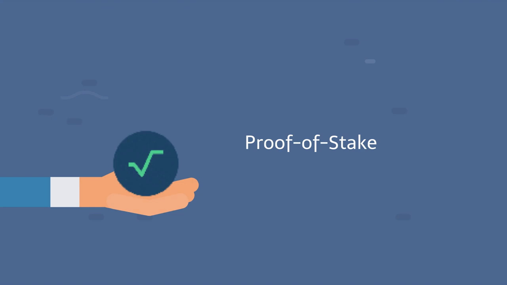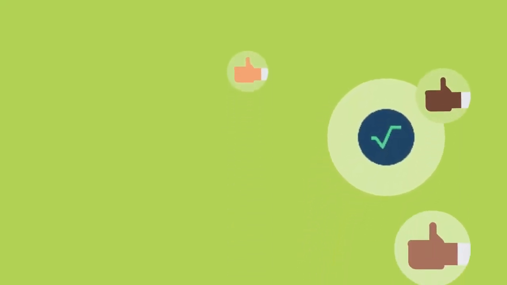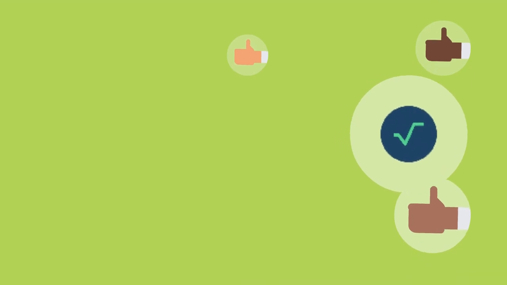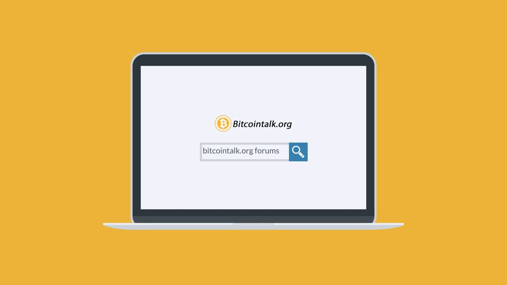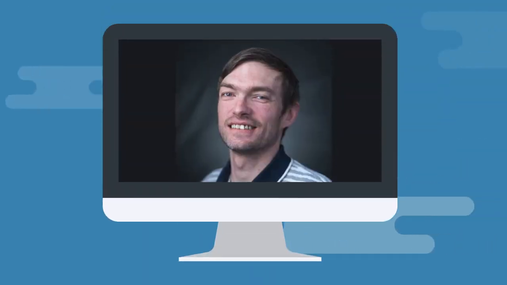Radix has a native token, XRD, that holders can use to participate in the network's proof-of-stake consensus mechanism and earn inflation rewards. Radix's current token, eXRD, is a placeholder ERC20 token on Ethereum that will eventually be exchanged for mainnet XRD tokens. In 2013, using the bitcointalk.org forums, Hughes started a project called eMoney.